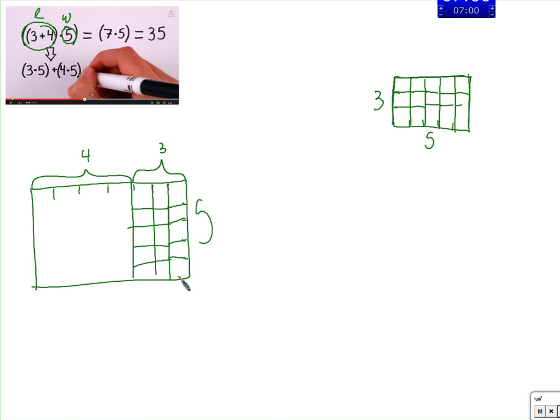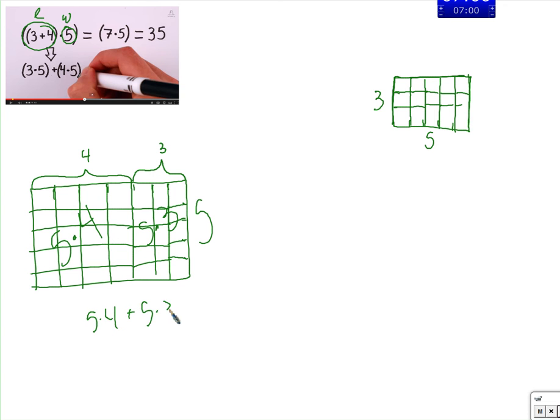Okay. To get the area of this, I also have to consider this rectangle. The area of this rectangle is 5 times 4. So here we have the 5 times 3, and here we have 5 times 4. And how do we get the total area with those two amounts? You add them together. That's why we add these two things together when we've distributed. So we have 5 times 4 plus 5 times 3, 20 plus 15, 35. Same thing as the other.